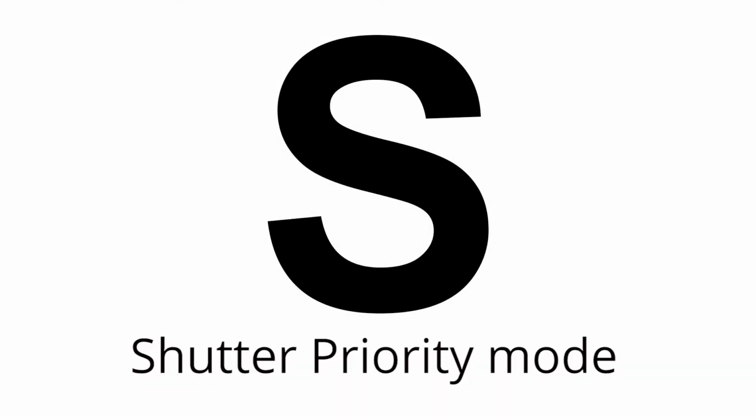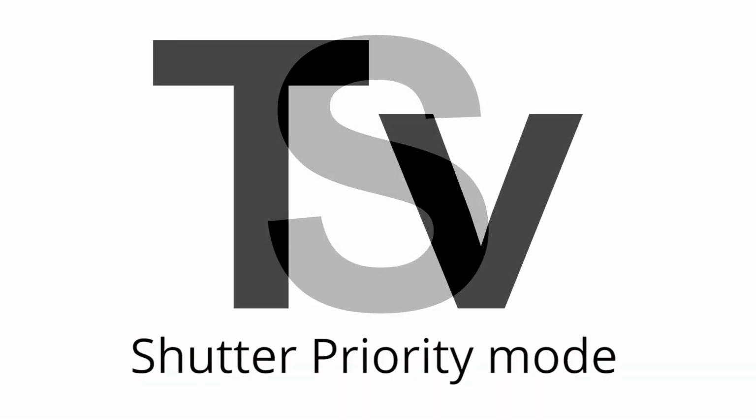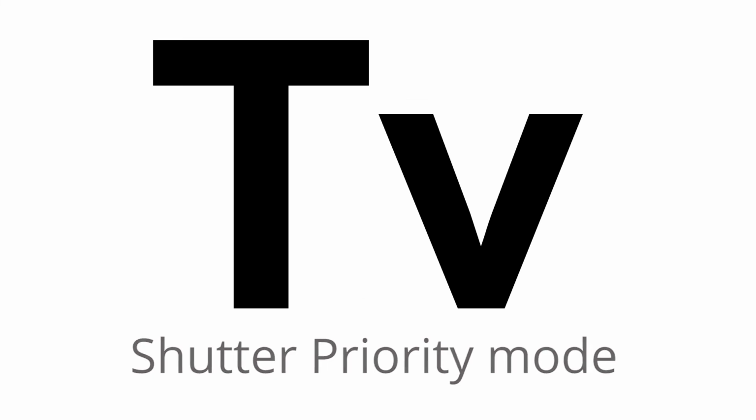You get to set the aperture, or the f-stop, and also the ISO. The camera will then select the shutter speed so your image is correctly exposed. Aperture Priority mode is a great mode to start with because it makes you feel like you have creative control over your images. The next mode is Shutter Priority mode. It's S on most cameras, or TV on Canon cameras.